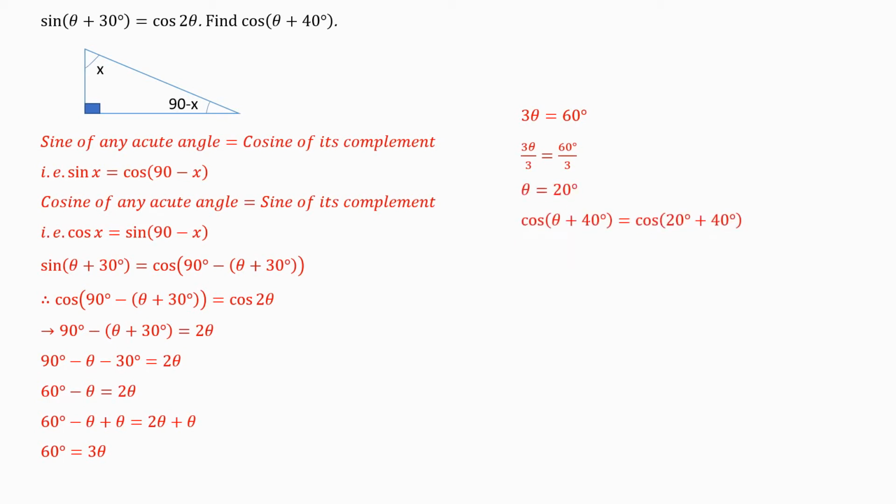So we are supposed to find the value of cos theta plus 40 degrees, which is cos 20 degrees plus 40, or cos 60 degrees. You can evaluate this using your calculator and you obtain the value as 0.5.